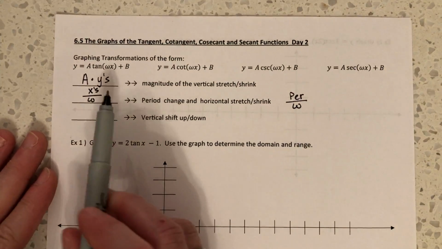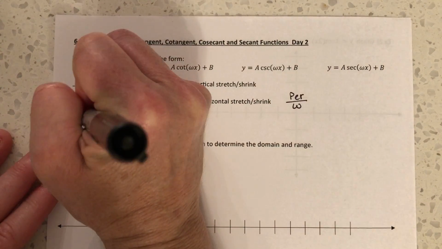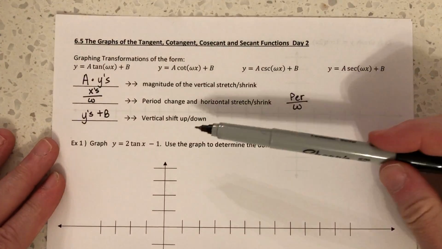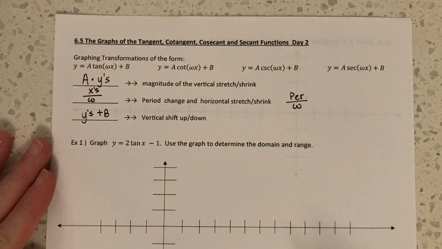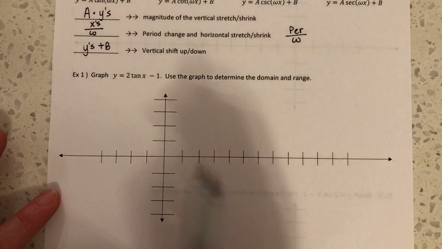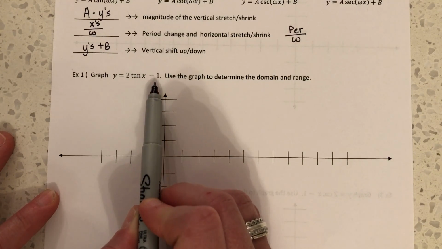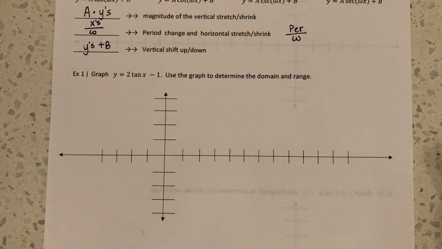And then you're going to be taking this plus b on the outside. So you're going to be taking your y values and adding b to them, and that's going to cause a vertical shift up or down in the graph. Okay, all right, here we go. Let's try one. So they want you to use transformations to graph y equals 2 times the tangent of x minus 1. All right, and then use the graph to determine the new domain and range, if anything changed.